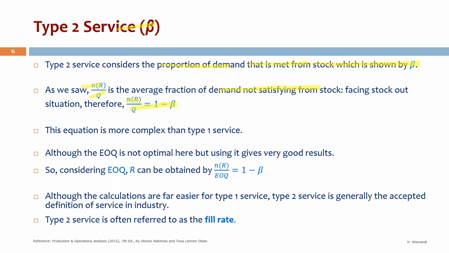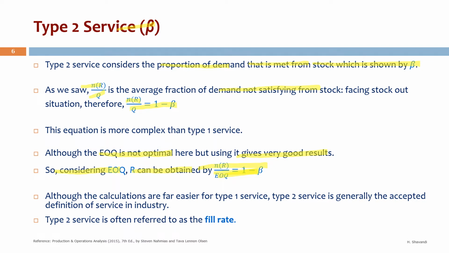Okay, and so here the EOQ actually is not optimal for this approach, but we consider EOQ here. So it will be a very good approximation, and it will give us very good results. So we obtain the EOQ for the order quantity, and R will be obtained by this equation: NR over EOQ, here Q is EOQ, right, equals 1 minus beta. So by this equation we can obtain the reorder point.